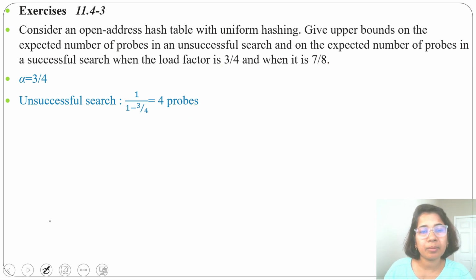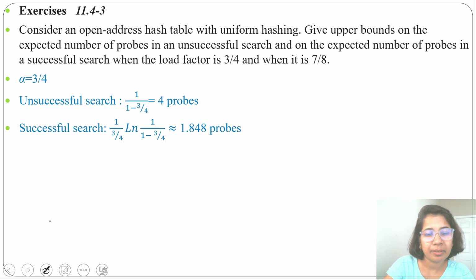Next, the expected number of probes for a successful search. It's 1/alpha, where alpha is 3/4, times ln(1/(1 - 3/4)). It will be approximately 1.848 probes. So 1.848 probes are for a successful search, at most this many probes.